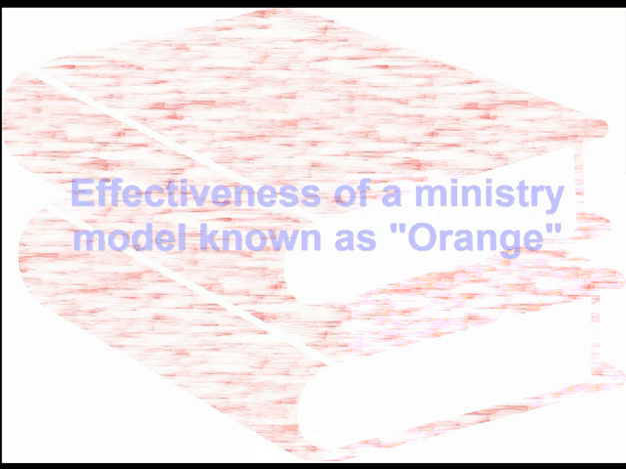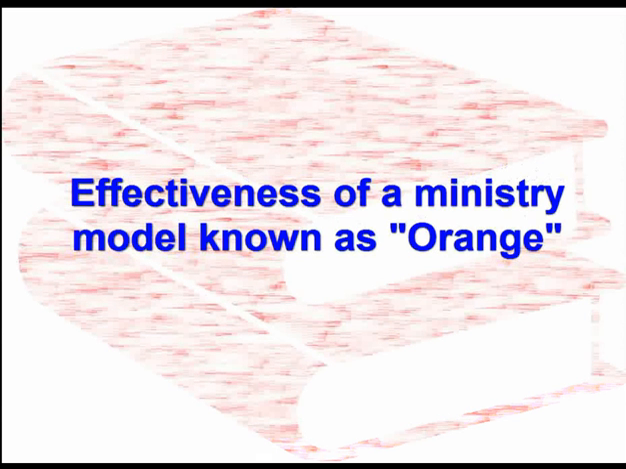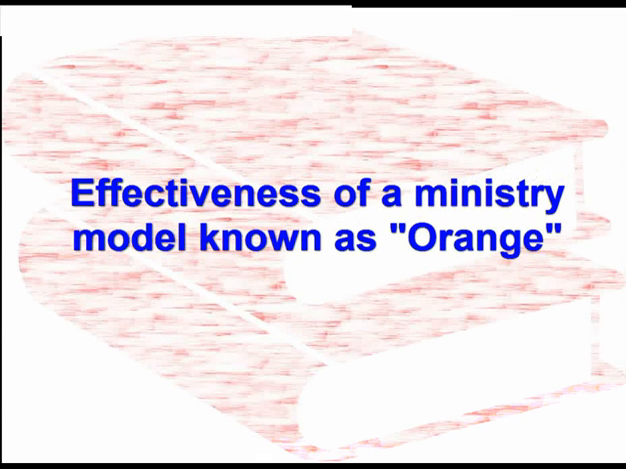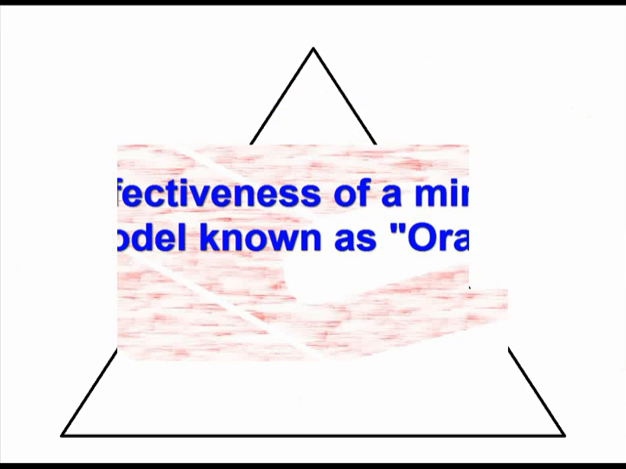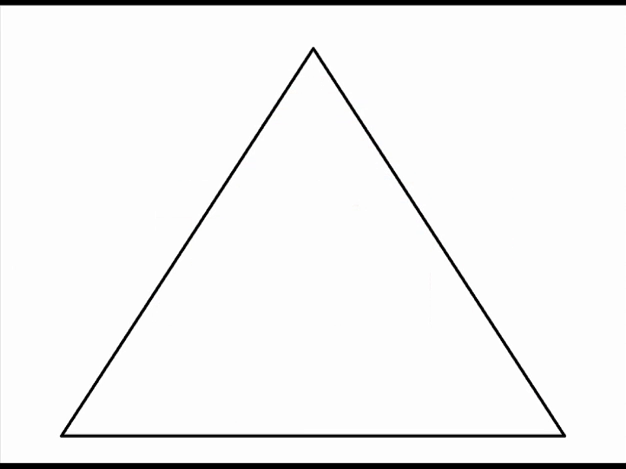As a research topic, we are pursuing a topic along the lines of the effectiveness of a ministry model known as Orange. In this last tutorial, we talked about the research triangle and how to use it to know when and where to look for the appropriate resources. We started at the bottom of the triangle, and as we did so, we came across one book that looked like it fit our topic very well.